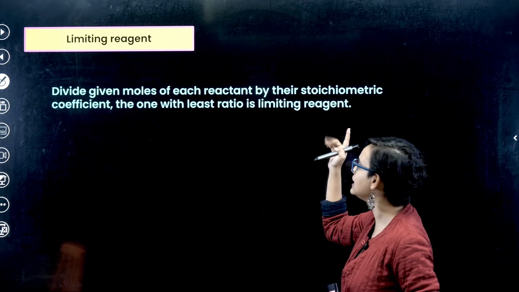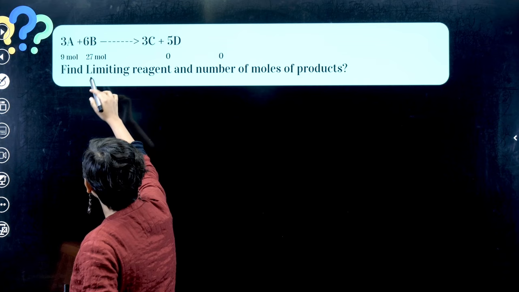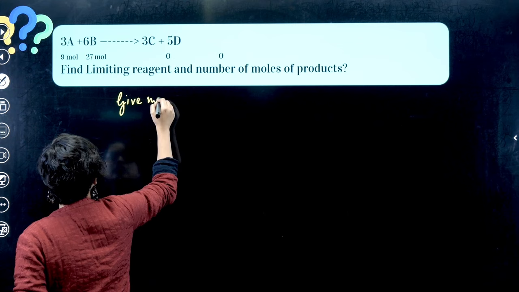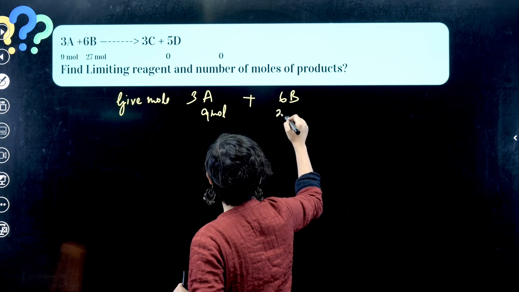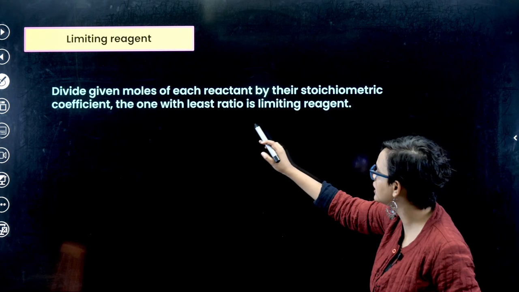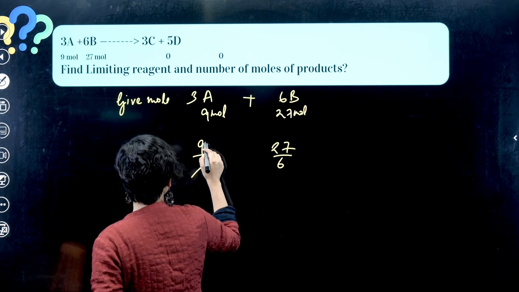Chalo. See here. You have a reaction that is 3A plus 6B gives you 3C plus 5D. Yes. And you are given the mole. Given mole is that A has 9 mole, and B has 27 mole. What did I write here? I just said that you are just supposed to divide by the stoichiometric coefficient. So 9 divided by 3 and 27 divided by 6. So 3 is a 9.